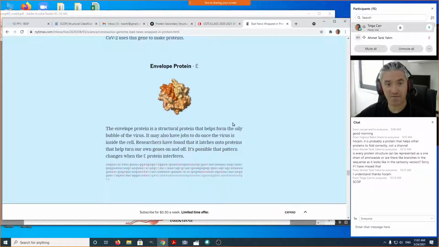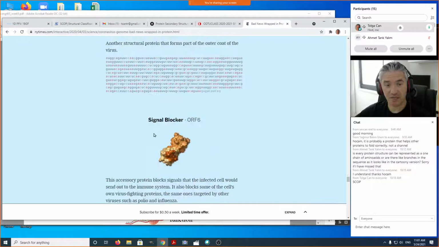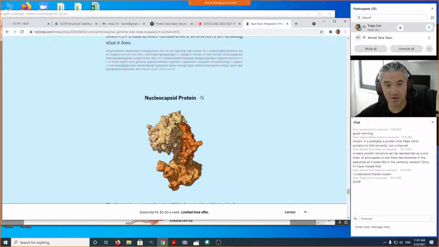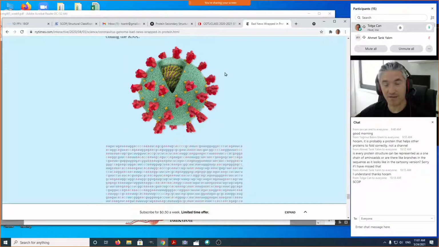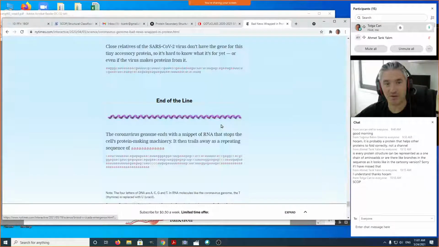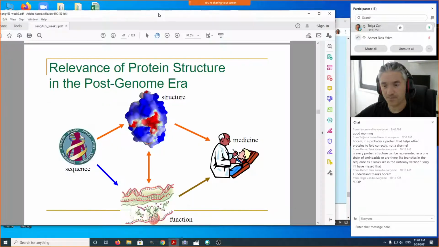Escape artist, envelope protein, membrane protein, signal blocker, virus liberator, another mystery one, and then finally you combine all of them together, you have your coronavirus. Okay, so I'm going to share this article with you on the announcement. It shows you that finding the structure is really important. For example, if you know the structure of that spike protein, you can then develop certain things that will resemble that. So structure is really important to develop medicine.